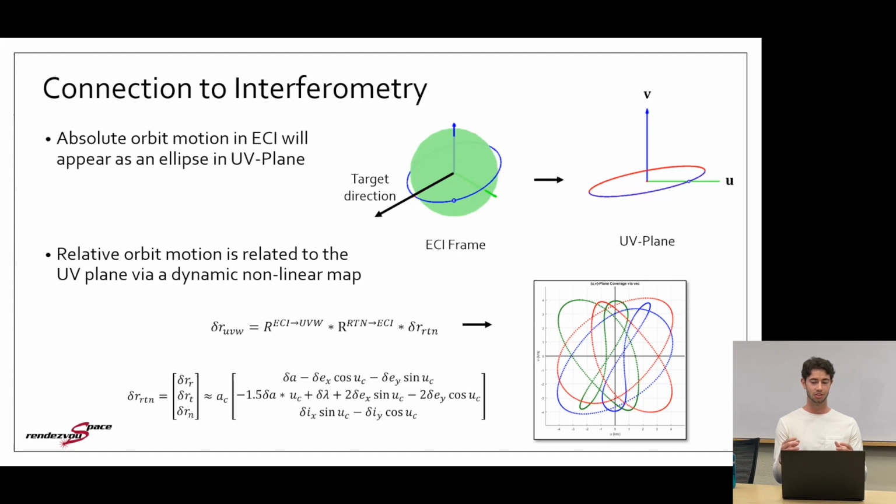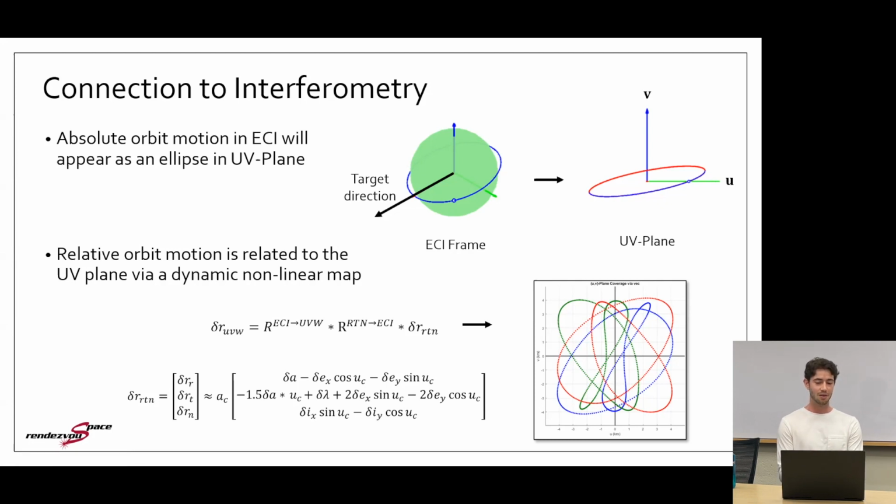You can start imagining, depending on which direction the target is facing, if we have an orbit that's edge on, we'll be getting a much different coverage of the UV plane than an orbit that's rotated, say, 90 degrees or normal to the target direction.